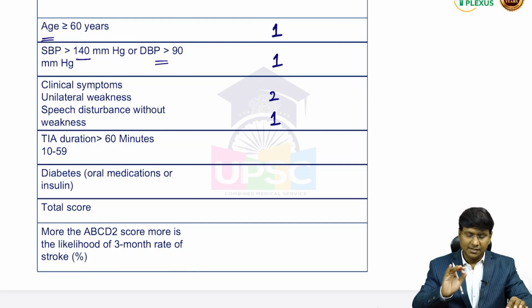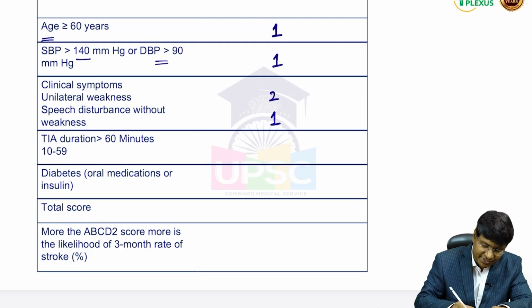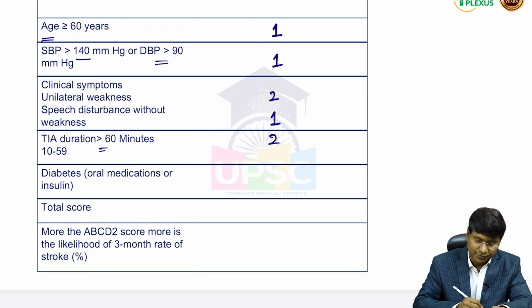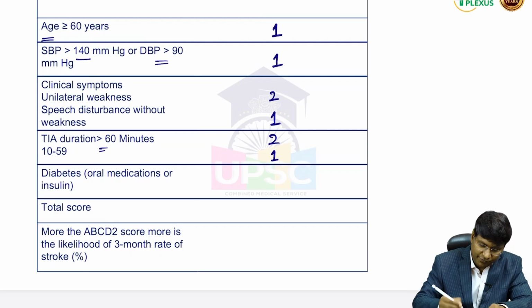And then the duration of the transient ischemic attack. If the duration of the transient ischemic attack is more than 60 minutes, give a score of 2. And if the duration is between 10 to 59 minutes, then give a score of 1.